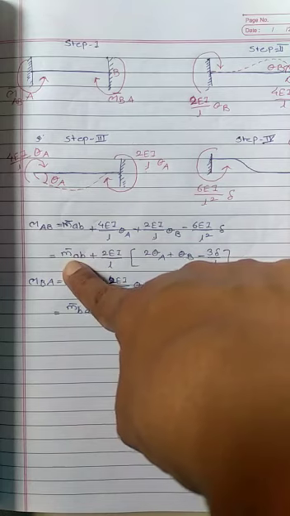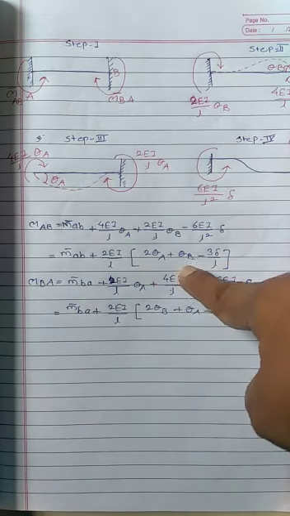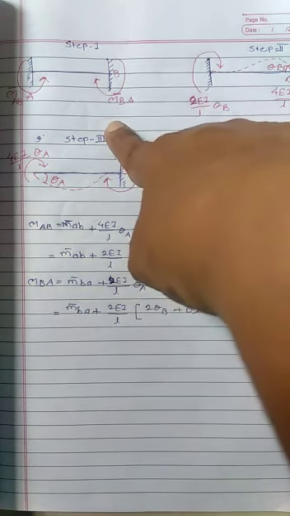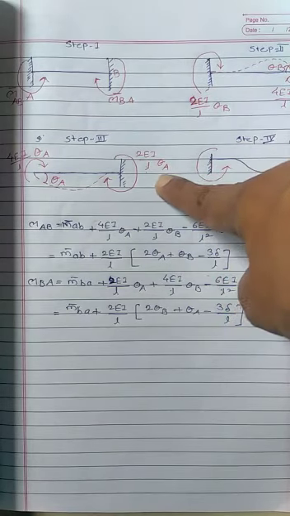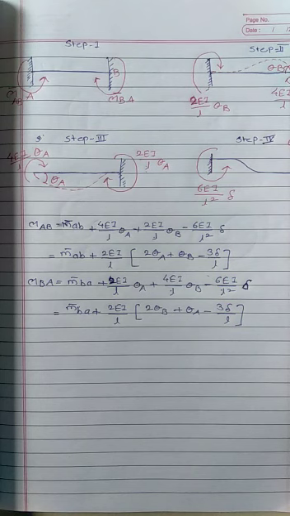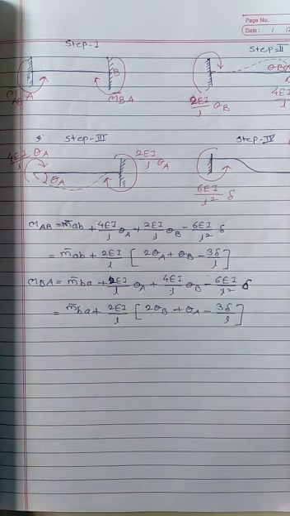Lastly, we will have the equation M AB equals M bar of AB plus 2EI by L times, in brackets, 2 theta A plus theta B minus 3 delta by L. In a similar way, the moment at B is M bar of BA plus 2EI by L theta A plus 4EI by L theta B minus 6EI by L square into delta. Finally, we will have this equation. So these two are the slope deflection equations.